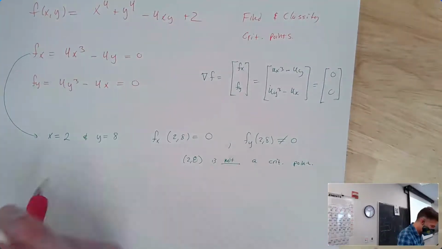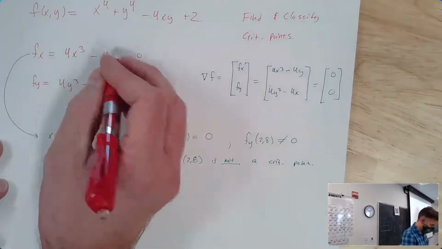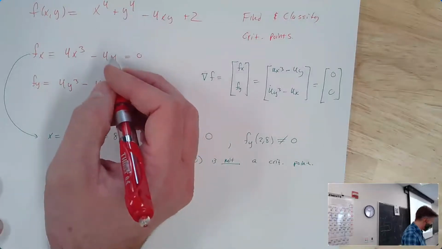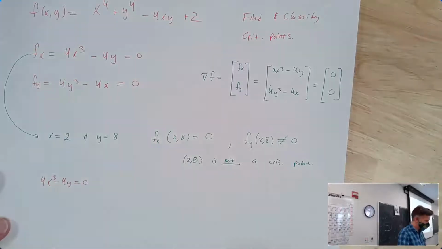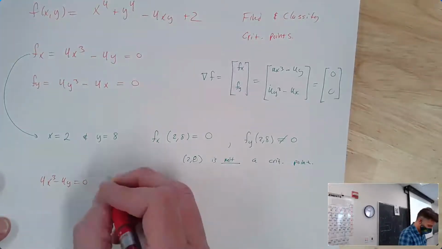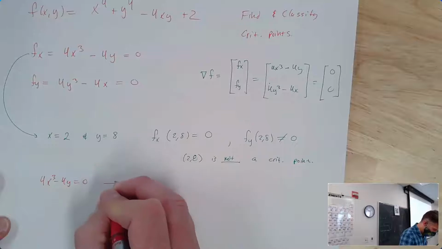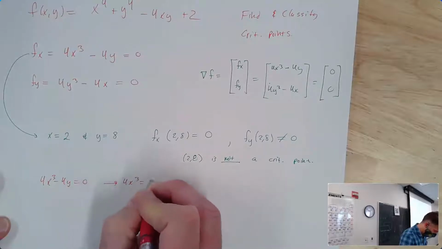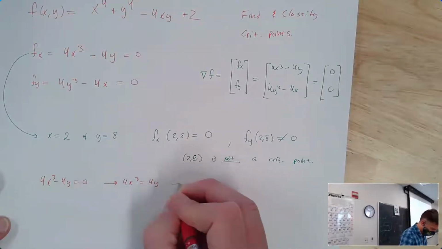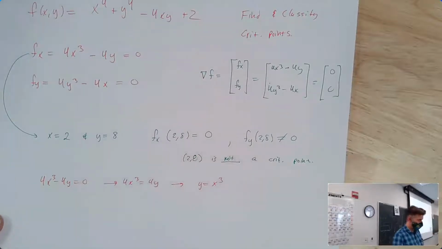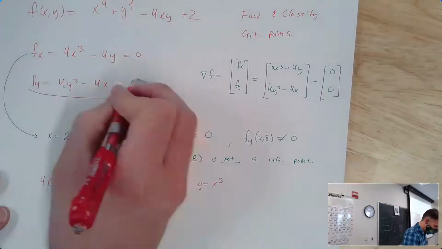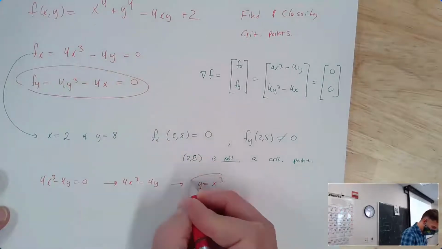So I'm going to solve for something convenient. Well, okay, 4x cubed minus 4y equal to 0. Let's isolate y. So 4x cubed equals 4y. Y equals x cubed, or x cubed equals y. And now I'm going to plug that into the other equation. So my other equation, I'm going to jam that in there.